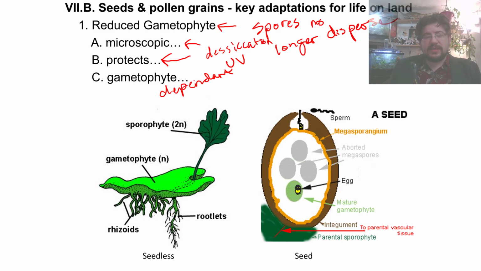Pretty cool. It's almost the reverse of bryophytes, because in bryophytes the gametophyte was dominant and the sporophyte was reduced and dependent on the gametophyte for nutrients. Well, now the sporophyte is dominant and the gametophyte is highly reduced and dependent on the sporophyte for nutrients. So that's pretty cool.